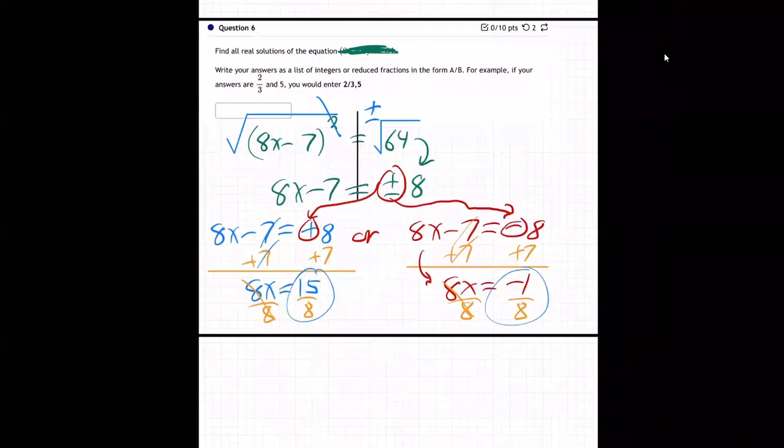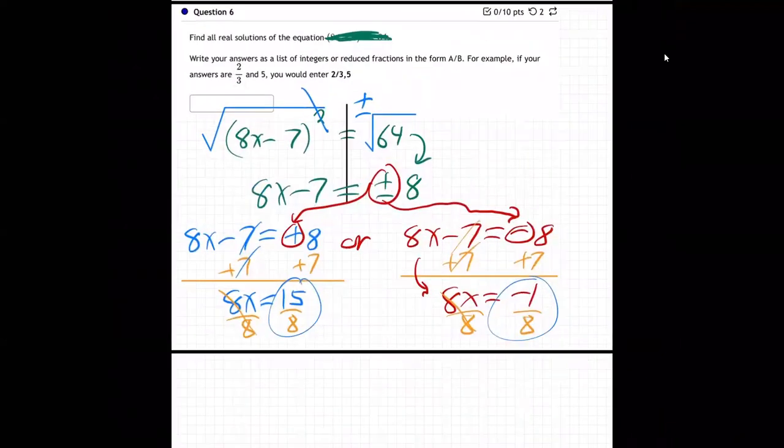So that's what we type in. So we would just literally just type in right here. Oops, I messed that up. So 15/8, comma, -1/8. That's what we would put in the blank. They want you to put a comma between the 2 answers, just like that.